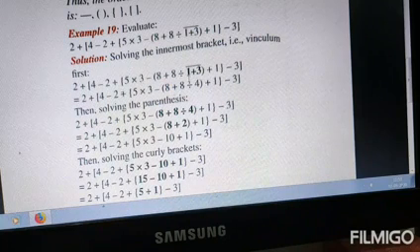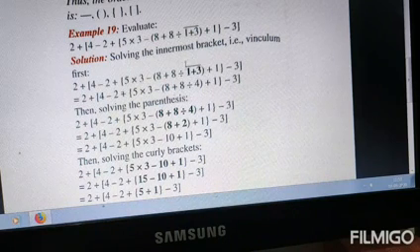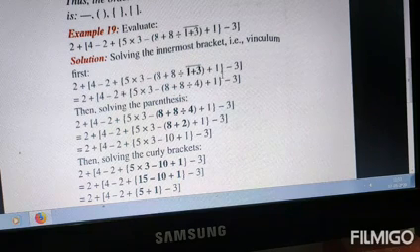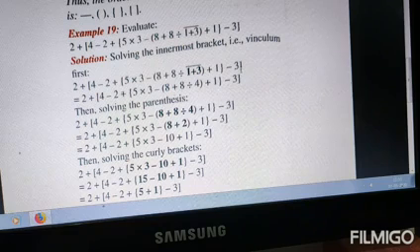Now you can see the vinculum part is over here, which is in bold and has a bar over it. So this part has to be solved first. Rest all the other expressions remain the same. Now we move down to the next step.